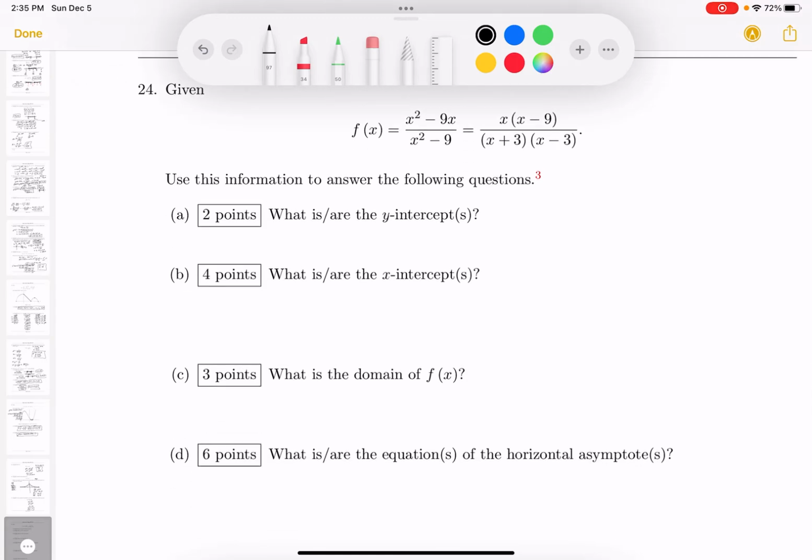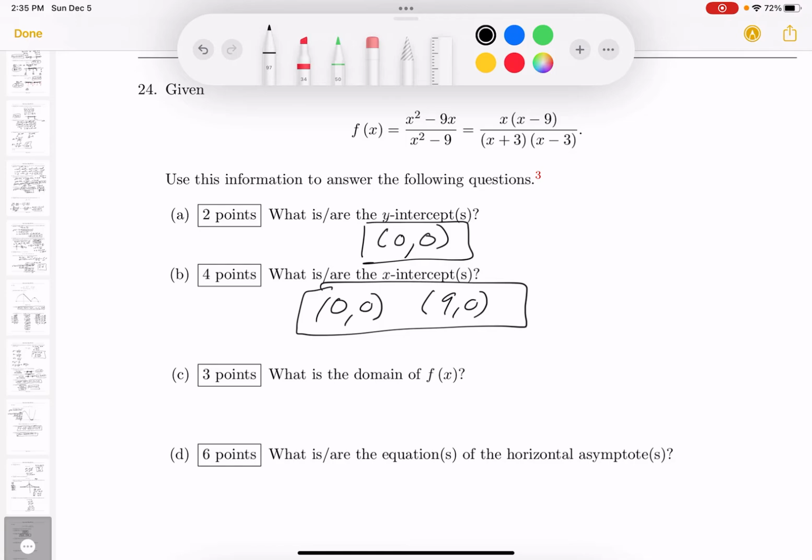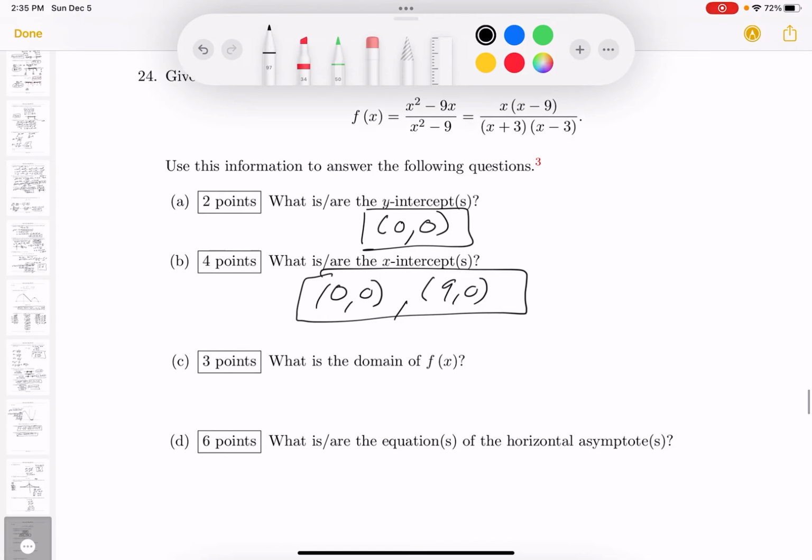Next question, again, it's pretty much low-hanging fruit, most of it anyway. I think, what is or are the y-intercepts? Just set x to be 0. And what would you get? You get 0. That was easy. How about the x-intercepts? Well, looking at it, it would be 0, 0. I already got that one. And the other one's going to be 9, 0. Again, I'm just looking at the function to get that. What's the domain of f? I'm going to say all the real numbers, except where the bottom becomes 0, and that's at plus or minus 3.